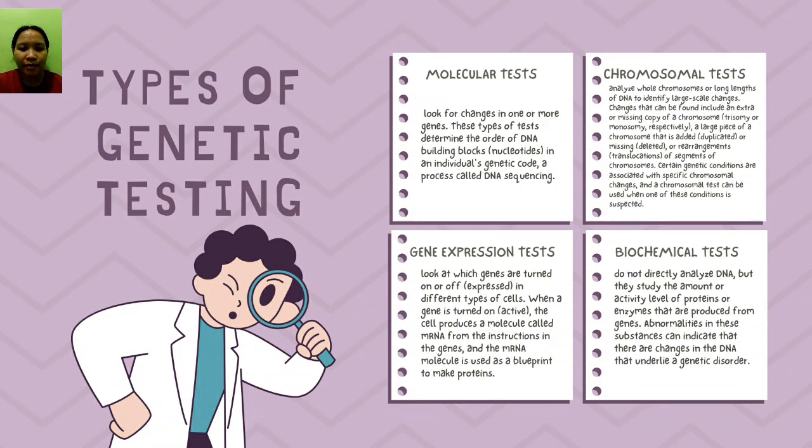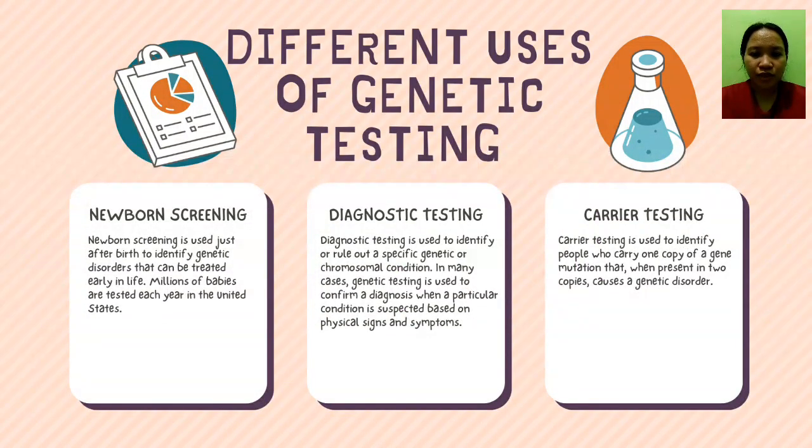And lastly, biochemical tests. It does not directly analyze DNA, but studies the amount or activity level of proteins or enzymes that are produced from genes. Abnormalities in these substances can indicate that there are changes in the DNA that underlie a genetic condition. Let's now proceed to different uses of genetic testing.